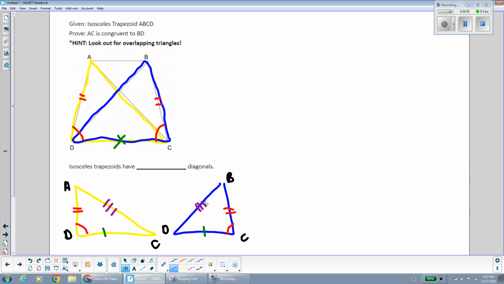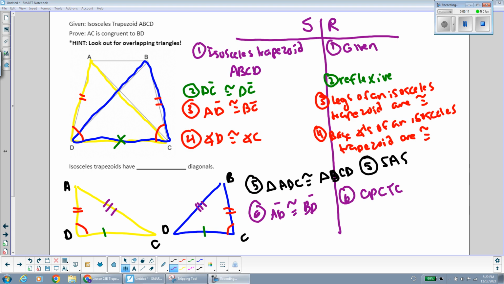I'm going to pause the video and write this proof up real quick. So here we started off with the information that we had an isosceles trapezoid, and we actually proved that AC and BD were congruent. AC and BD are diagonals of this isosceles trapezoid. So what we proved here is that when we have an isosceles trapezoid, they have congruent diagonals. That is our third special property of an isosceles trapezoid.